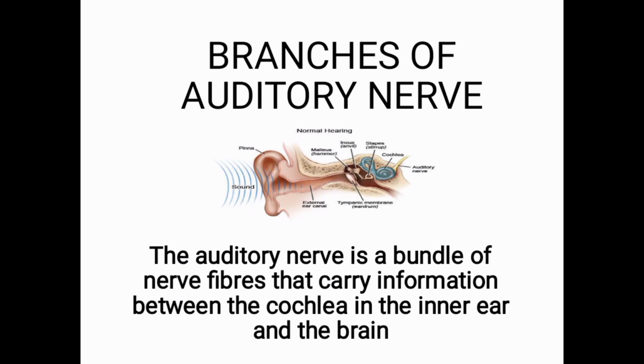Branches of auditory nerve. The auditory nerve is a bundle of nerve fibers that carry information between the cochlea in the inner ear and the brain. The auditory nerve is used to transmit signals from the internal ear to the brain.